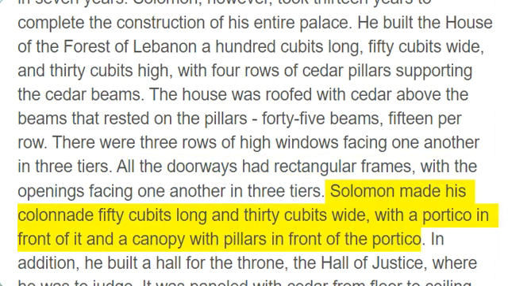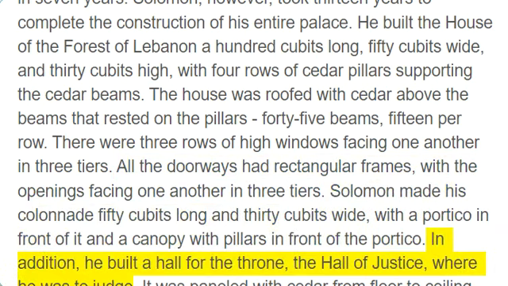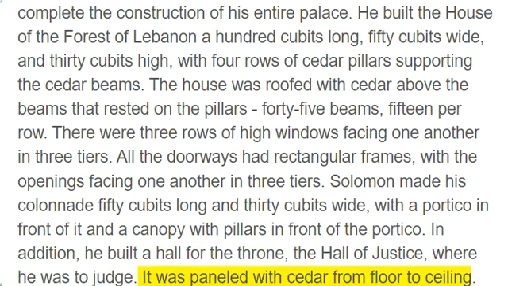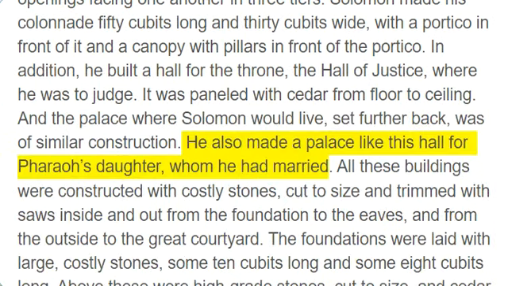Solomon made his colonnade 50 cubits long and 30 cubits wide, with a portico in front of it and a canopy with pillars in front of the portico. In addition, he built a hall for the throne, the hall of justice, where he was to judge. It was paneled with cedar from floor to ceiling. And the palace where Solomon would live, set further back, was of similar construction. He also made a palace like this hall for Pharaoh's daughter, whom he had married.